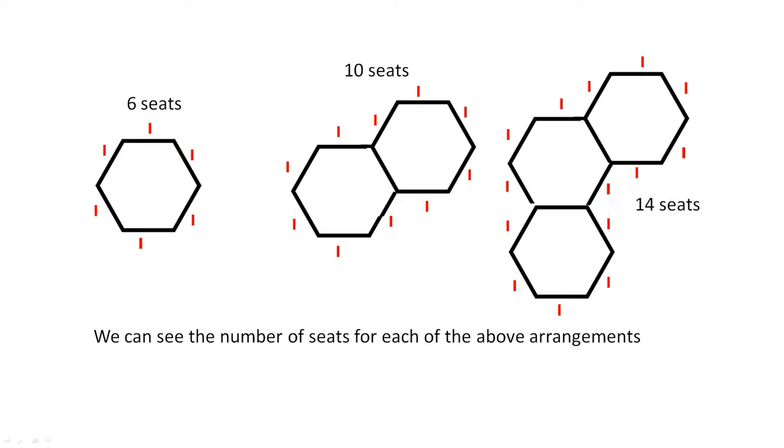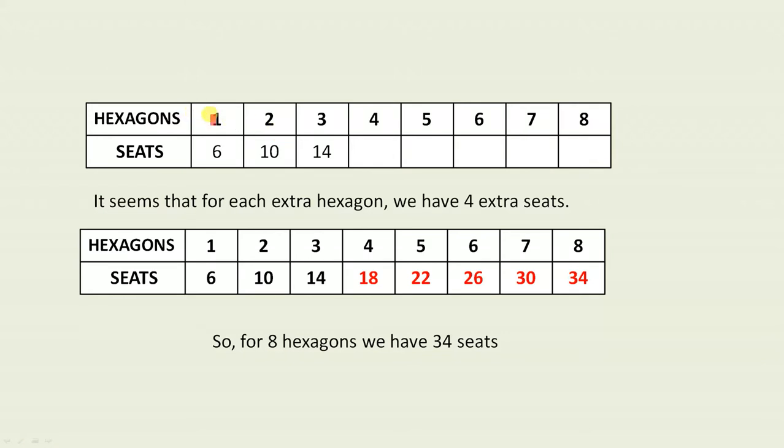Now let's see if there's any pattern emerging here. So for 1 hexagon, you've got 6 seats. For 2 hexagons, there are 10 seats. For 3 hexagons, there are 14 seats. Now, do we notice any pattern between 1 and 2 and between 2 and 3? It seems that for each extra hexagon, we have 4 extra seats. So let's see what we can do here using that little rule.